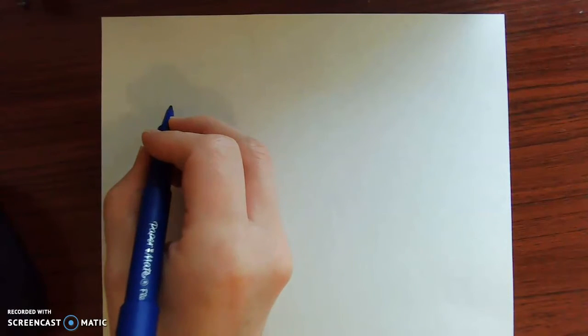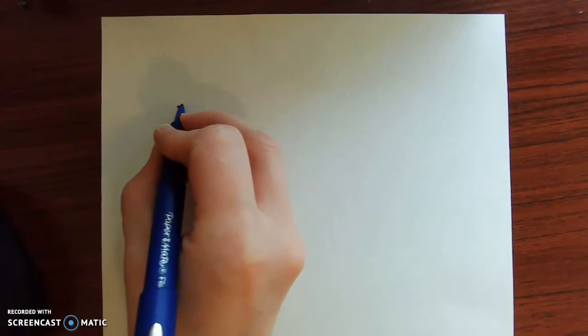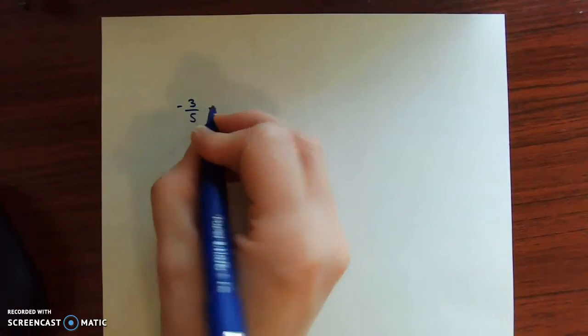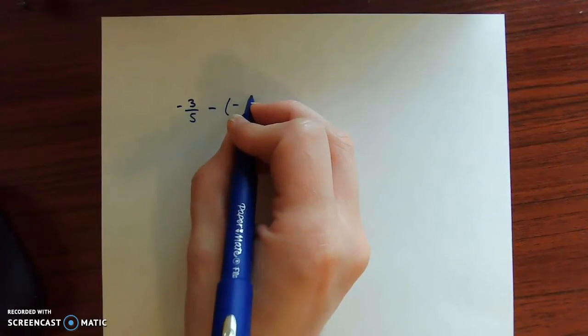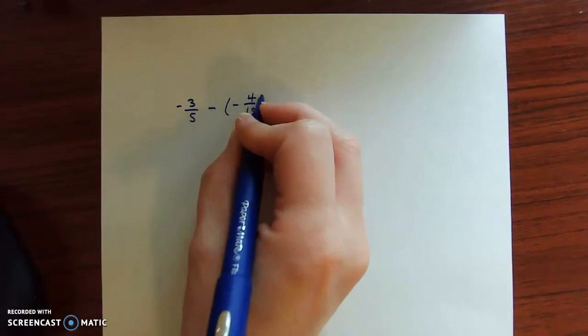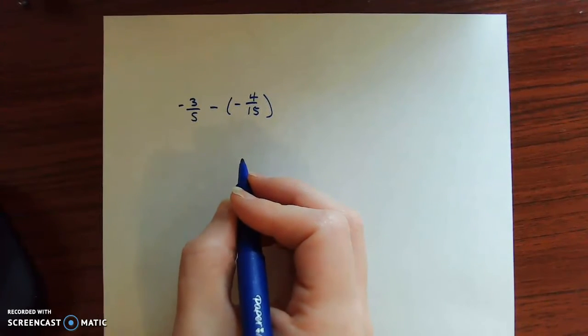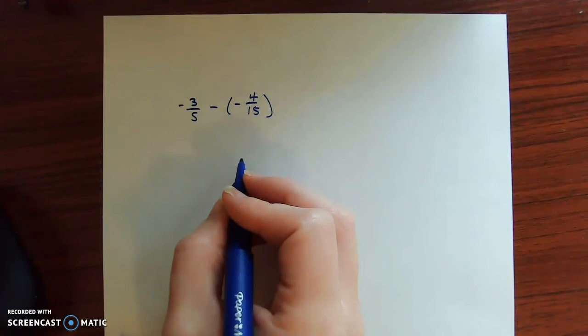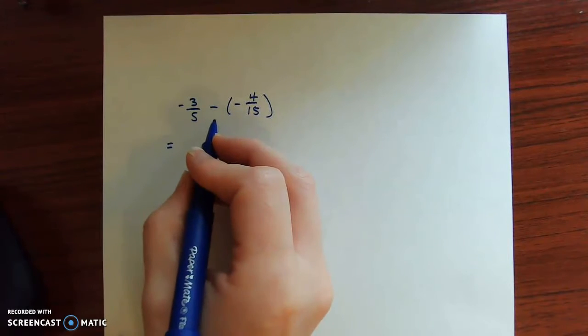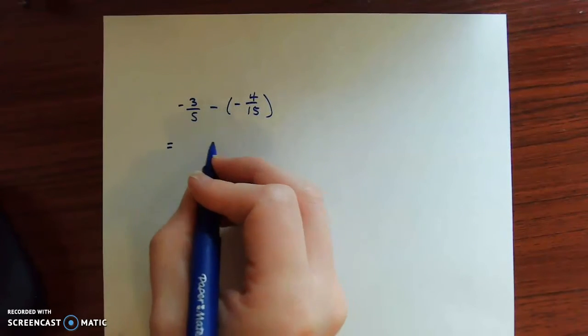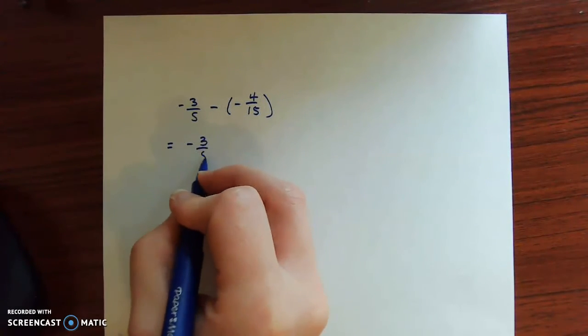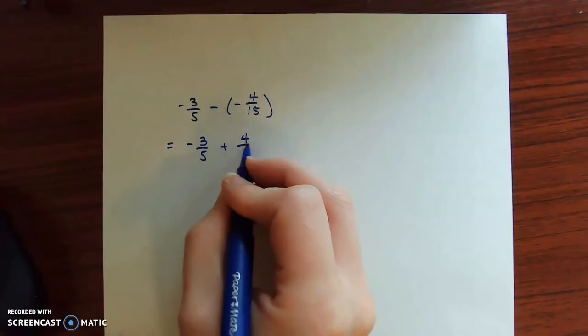I just want to finish up with a specific question that I was asked from a problem in my MyMathLab in section 1.3. The question is -3/5 minus -4/15. I'm subtracting fractions, so I know that I need a common denominator. But first, let's deal with that minus a negative. Let's change this to -3/5 plus 4/15.